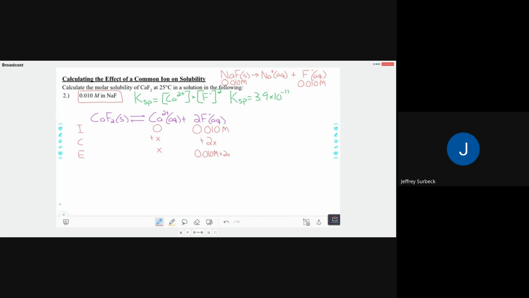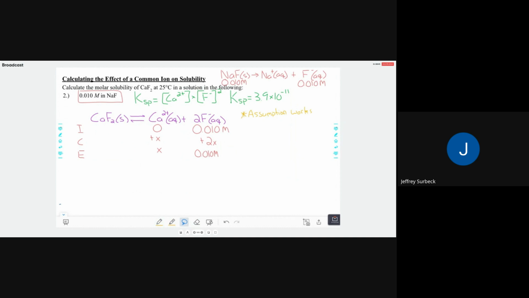Okay, what we can do is this. Again, our assumption is going to work. Our Ksp times 100 is significantly smaller than our original concentration, which is given at 0.01. So we can say, yep, the assumption works, which means this plus 2x is so small that it's really not going to change that 0.01. So we could cross it out. And so truly for us, what we would put here is just simply 0.010 molar.